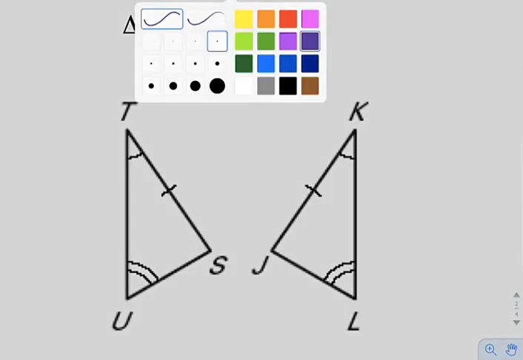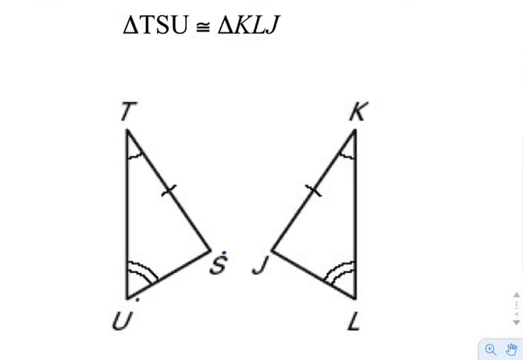TSU, KJL. So let's check it out. TSU, KLJ. Okay, the order's wrong. So that should be KJL if it turned out to be congruent. So let's check it out.